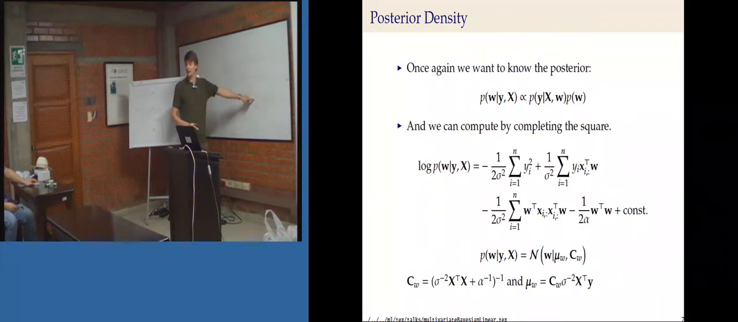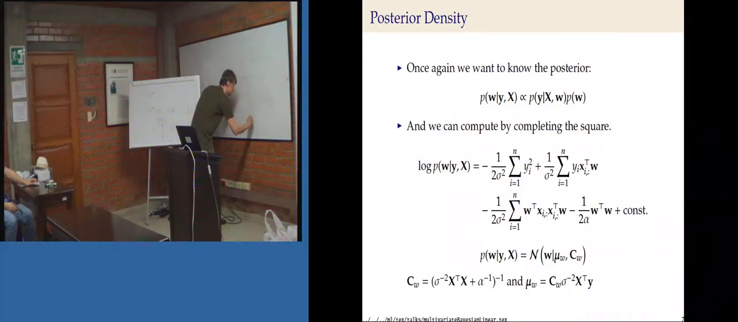Now, I want to rewrite that. How do I want to rewrite that? We did that yesterday. Transpose X. Excellent. X transpose X. So sigma to the minus 2 X transpose X plus alpha to the minus 1 I.